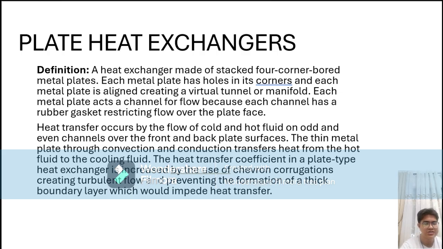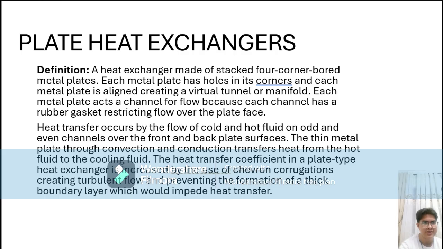A heat exchanger is made of stacked four-corner bored metal plates. Each metal plate has holes in its corners, and each metal plate is aligned, creating a virtual tunnel or manifold. Each metal plate acts as a channel for flow because each channel has a rubber gasket restricting flow over the plate face. Heat transfer occurs with the flow of cold and hot fluid in odd and even channels over the front and back plate surfaces.